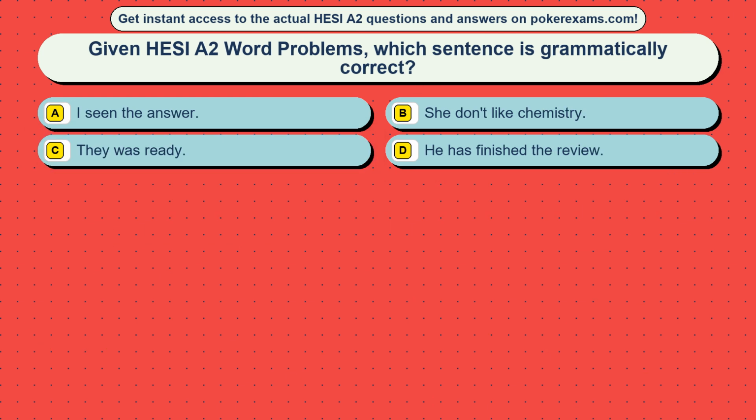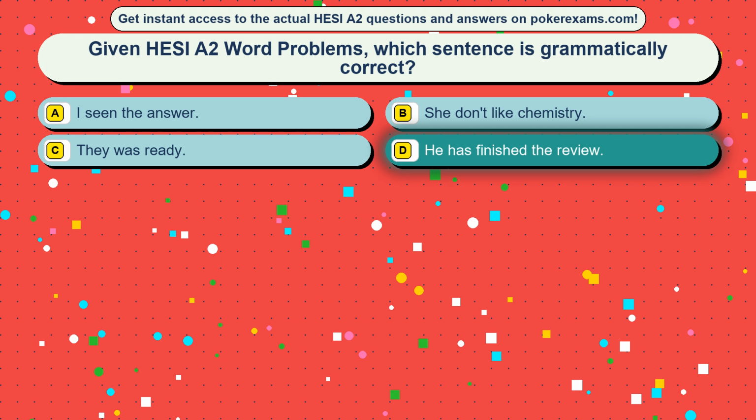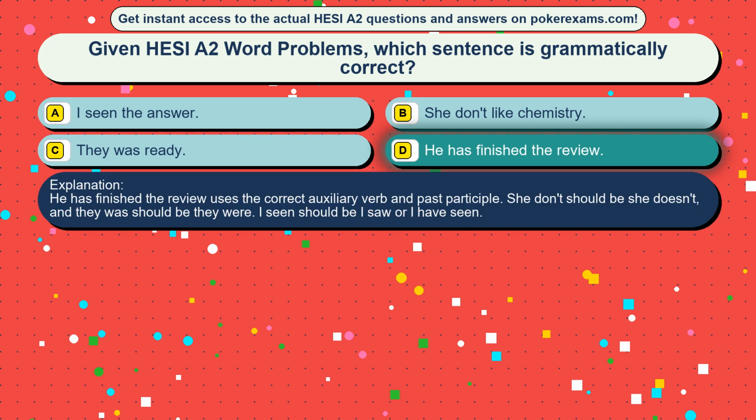Question 48. Given HESI A2 word problems, which sentence is grammatically correct? Option A, I seen the answer. Option B, she don't like chemistry. Option C, they was ready. Option D, he has finished the review. The correct answer is option D, he has finished the review. He has finished the review uses the correct auxiliary verb and past participle. She don't should be she doesn't, and they was should be they were. I seen should be I saw or I have seen.